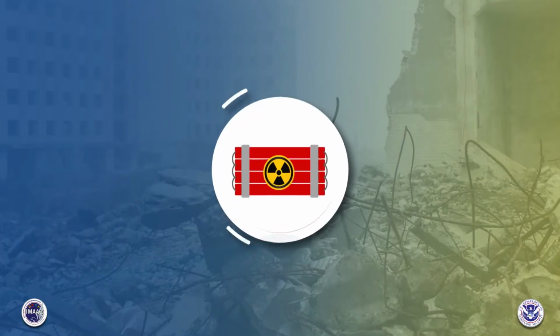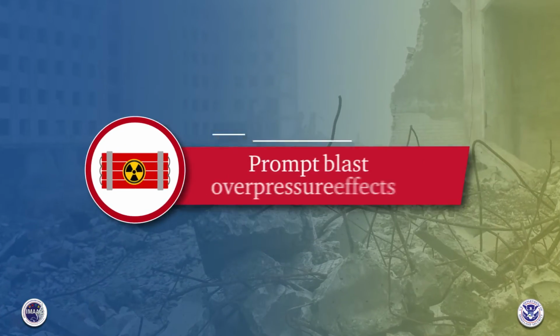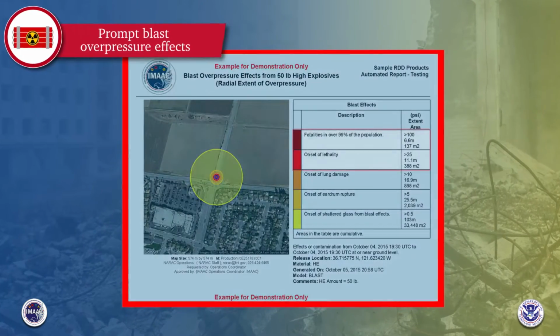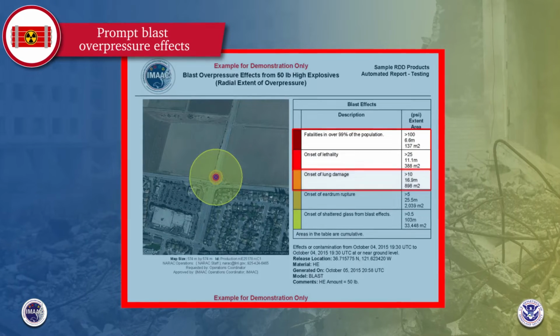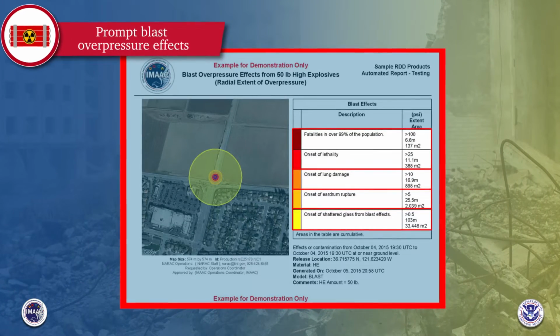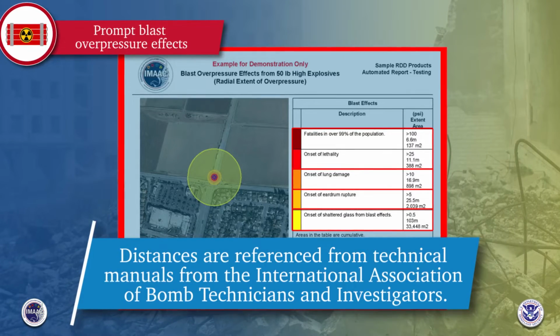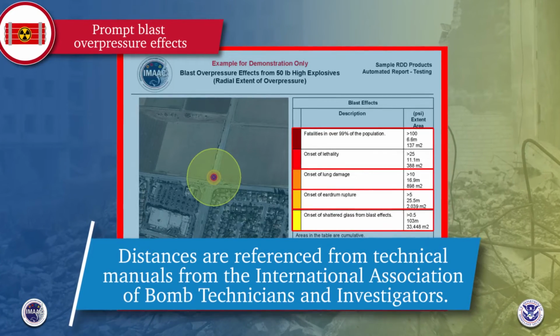IMAAC products that are unique to an RDD incident include the prompt blast overpressure effects, including maps showing the distances as circles for lethal impacts, lung damage, eardrum rupture, and shattered glass. These distances are referenced from technical manuals from the International Association of Bomb Technicians and Investigators.